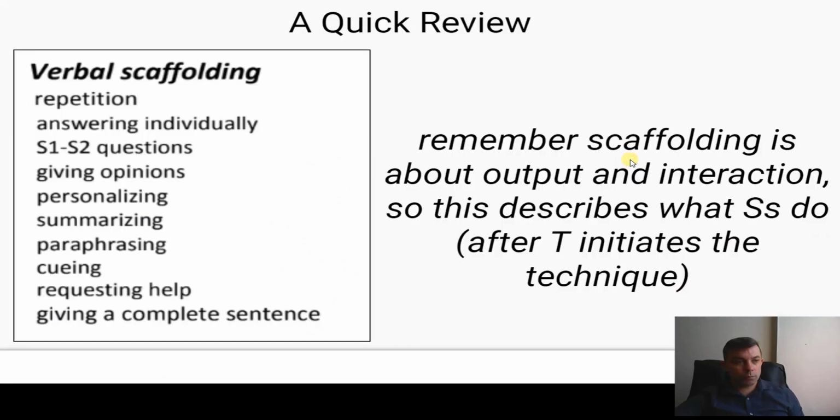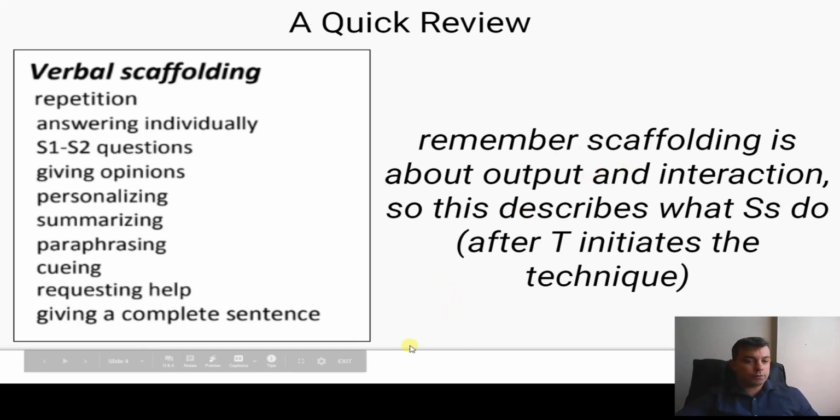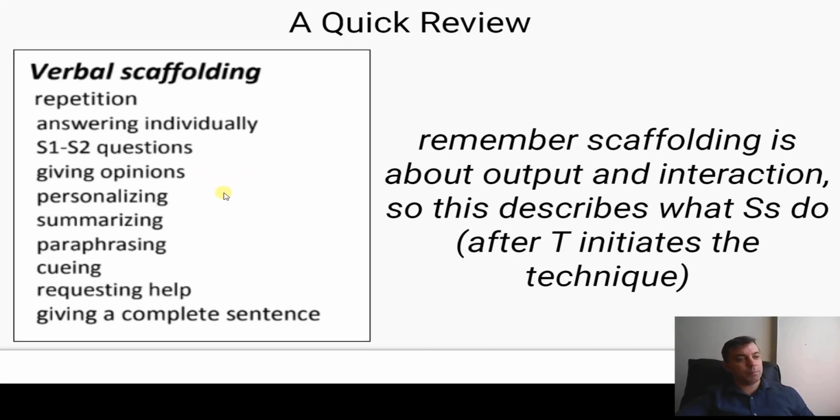So a quick review of the verbal scaffolding techniques, and a reminder that scaffolding is about output and interaction, as I said. So this describes what students are doing after the teacher initiates the technique. So the students are repeating, the students are answering individually, the students are asking each other questions, the students are giving opinions, the students are personalizing, summarizing, paraphrasing after the teacher's prompting.